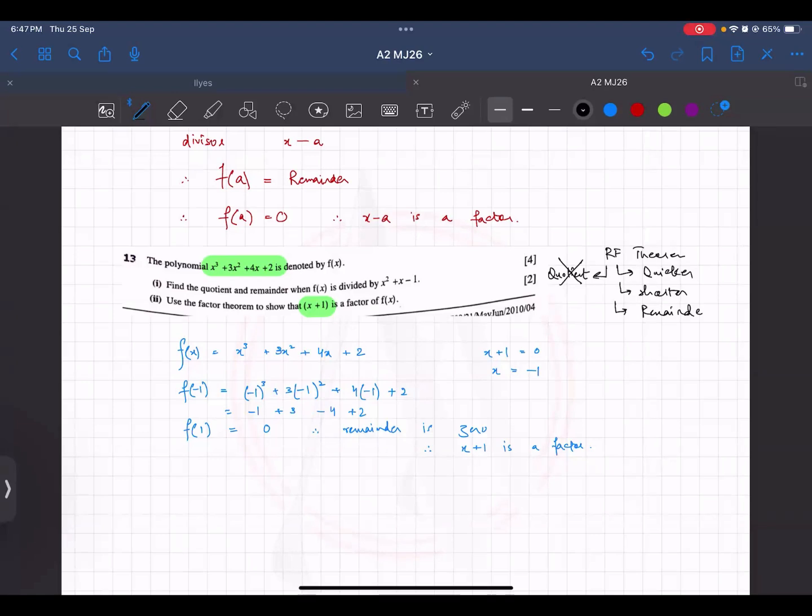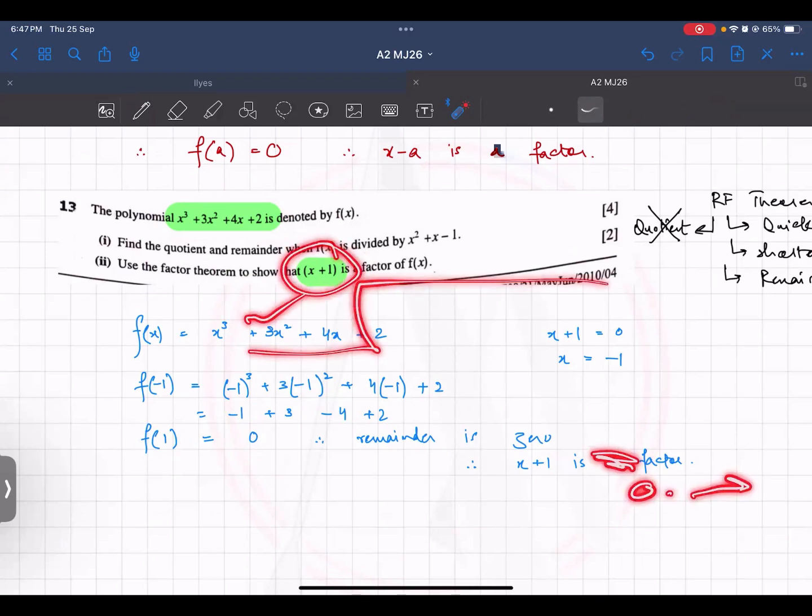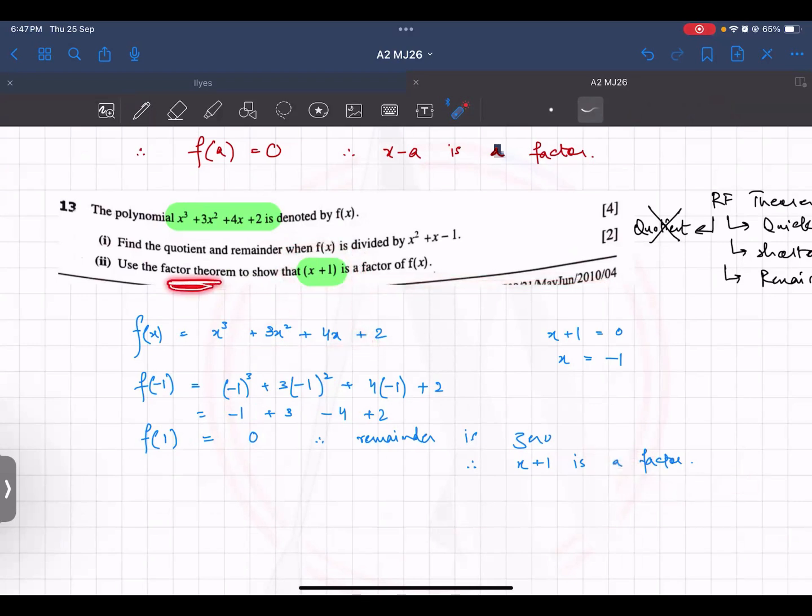Right now, we could have also done the long division, and the remainder after the complete thing would come out as 0. That would also tell us that this divisor is a factor. But they are asking us to use the remainder factor theorem, the factor theorem. So you get the value of x from the divisor, you input it back into the function and find the value of the function. And the value of the function is the remainder. And if the remainder is 0, it's a factor.